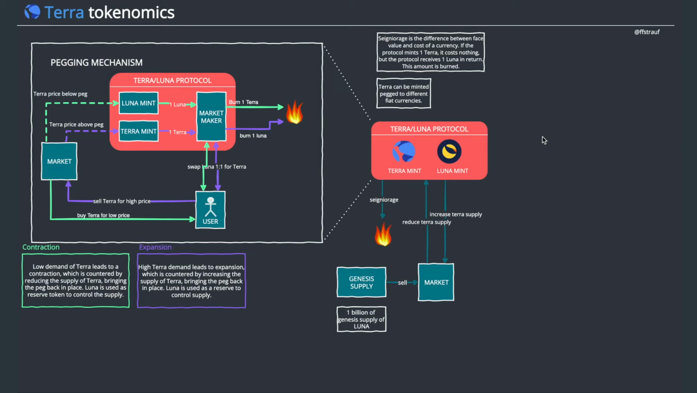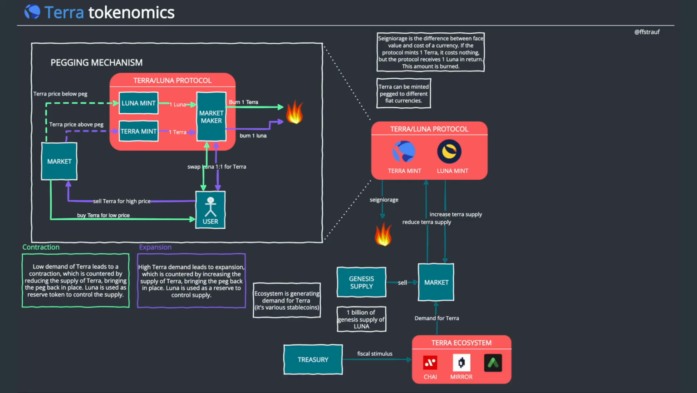Another part of the supply is really the Genesis supply, 1 billion of total supply of Luna. That's vested, gone to multiple team members. I'll link the article where you can look more into that if you're interested.